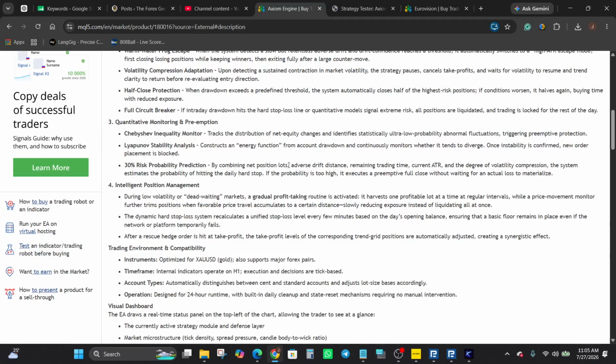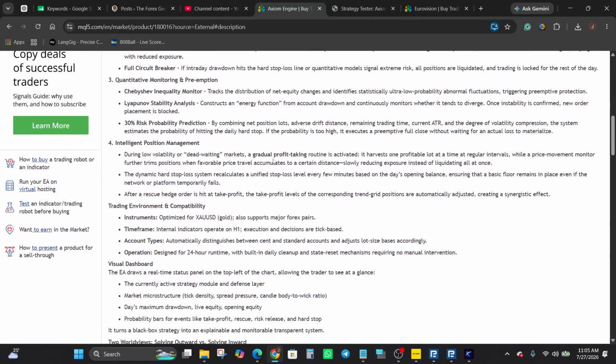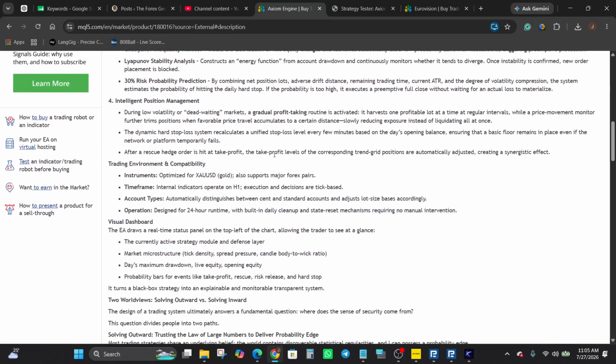There is also a visual dashboard showing the active strategy module, market microstructure, the day's drawdown, and probability bars for different protective events. So now let's just quickly get into the historical testing.